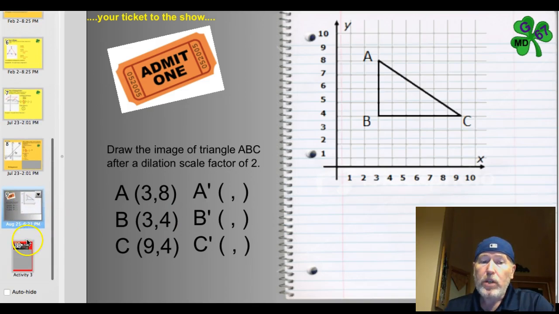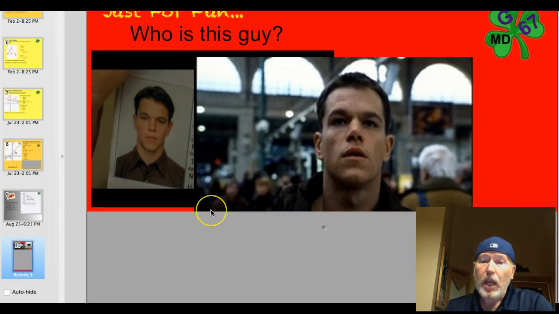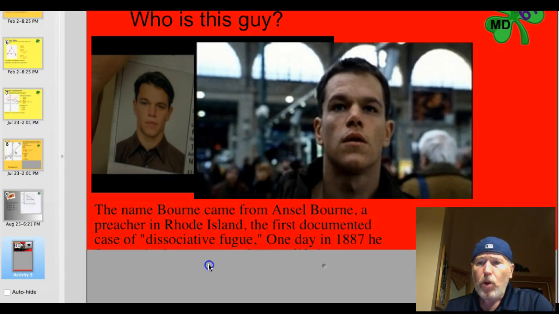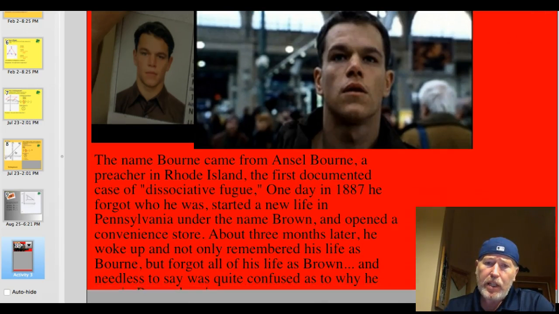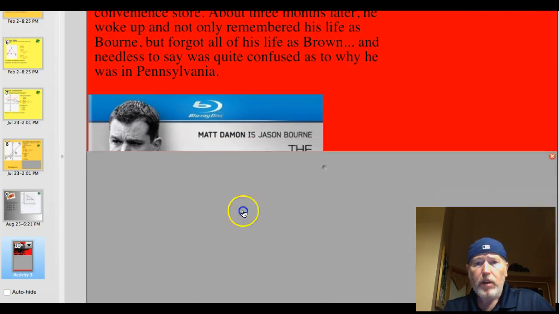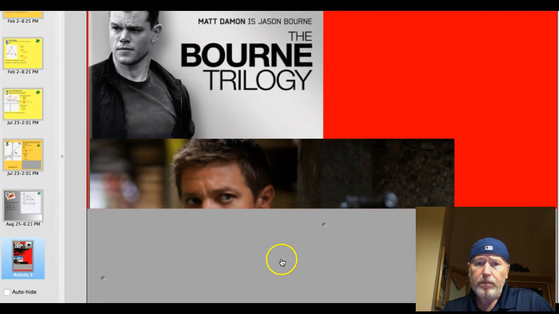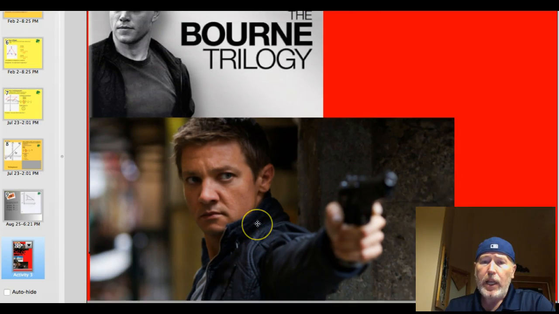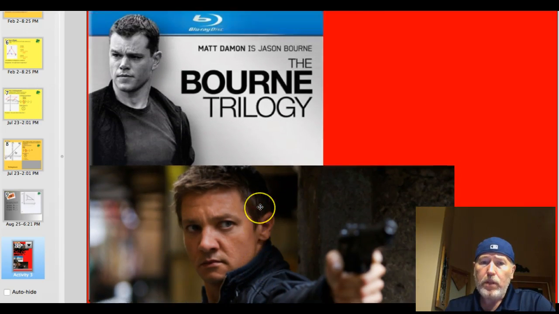Okie dokie, let's go on to the trivia question. Who is this guy? This is Jason Bourne of the Bourne Identity, the Bourne Supremacy, the Bourne Ultimatum. There was even one with this guy, and I think this is the Bourne Legacy. There's another guy who played this guy down here. He did one of the films. I think it was the Bourne Legacy. So there's actually been 4 Bourne movies.